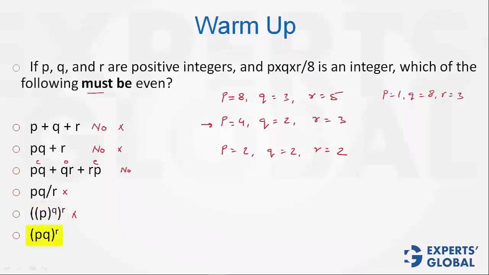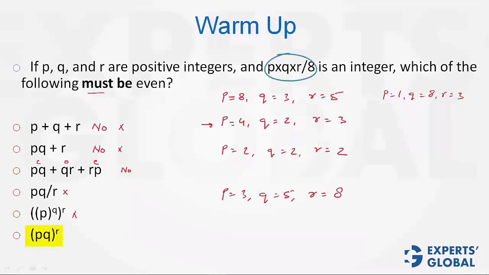Next case. p times q raised to the power of r. In combinations where p is odd, q is odd, and r is even, see pqr divided by 8 would be an integer, but p times q raised to the power r would still be odd and not even. So there is none of the 6 cases where the expression must be even.